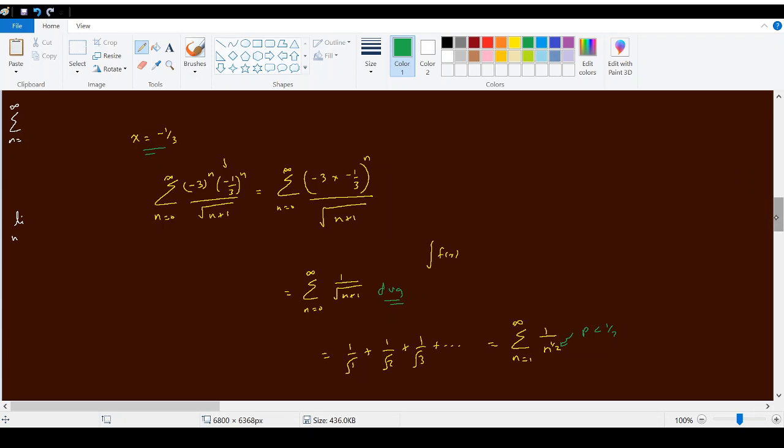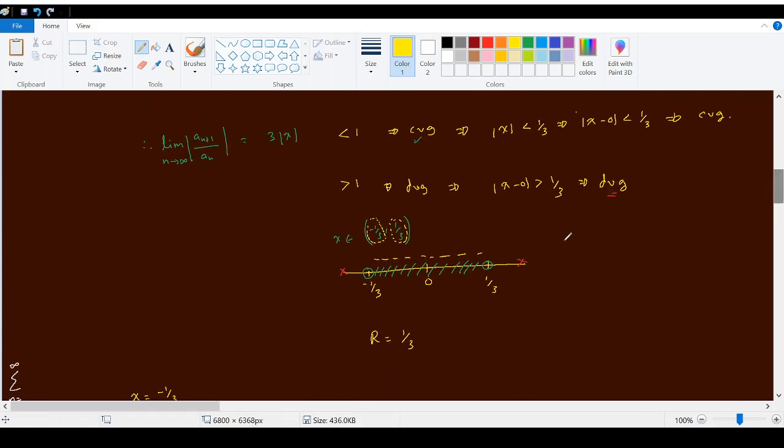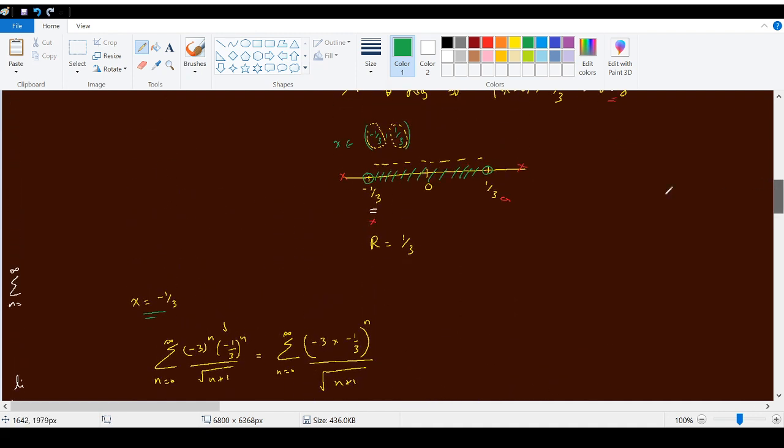And how about x equals +1/3? So now in the number line or in the interval, we have computed that at this point the series will diverge, right? And how about this one? Then you can see that the series will be like this when you have x equals 1/3. So from the alternating series test, we can say that the series will converge at this point. So in our interval, at this point, the series converges.